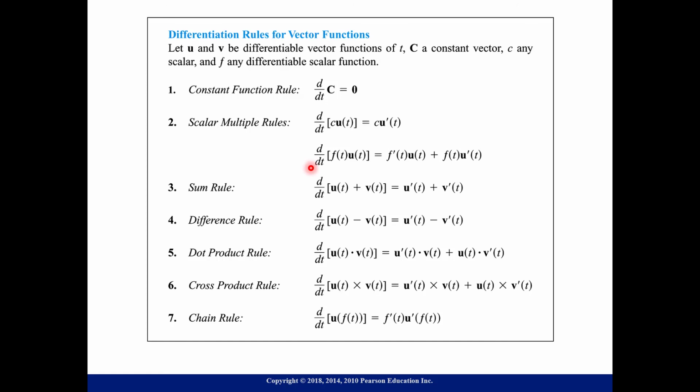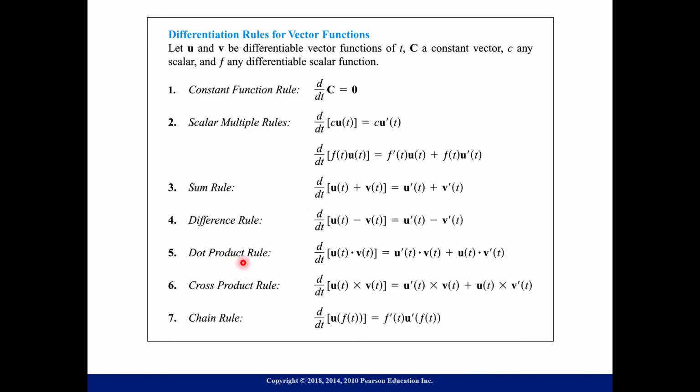Then right here, this is basically like your product rule if you expand this out. f of t represents a number, a scalar function, and u of t would be a vector function. So you would just take the derivative of the scalar function, f prime, times your vector function, plus the scalar function times the derivative of the vector function. That looks similar to the product rule from single variable calculus. Sum and difference rules are very straightforward there.